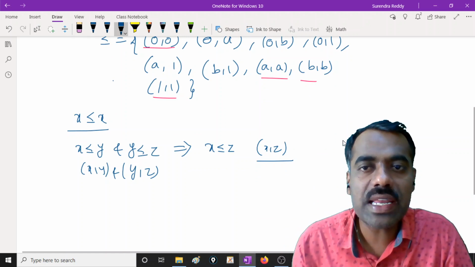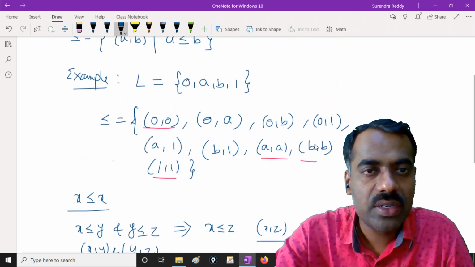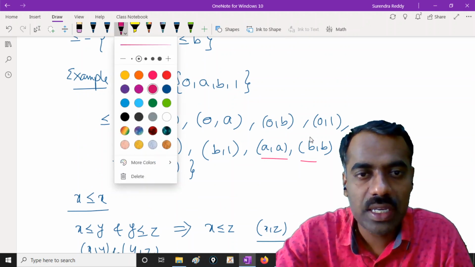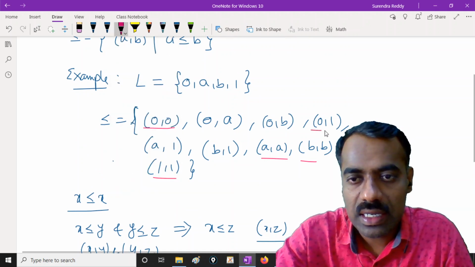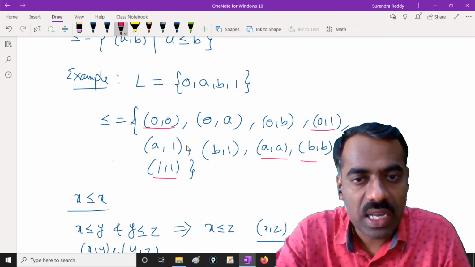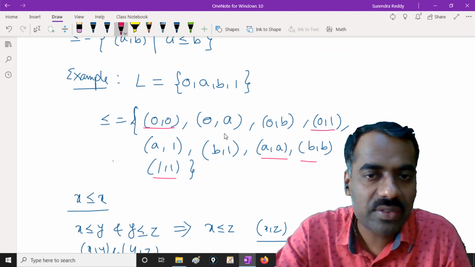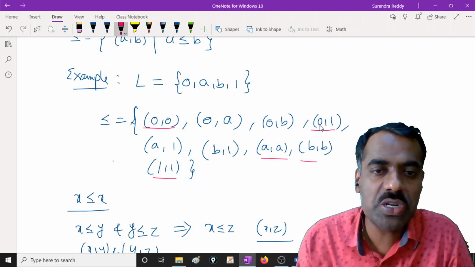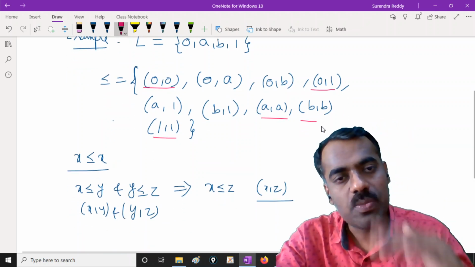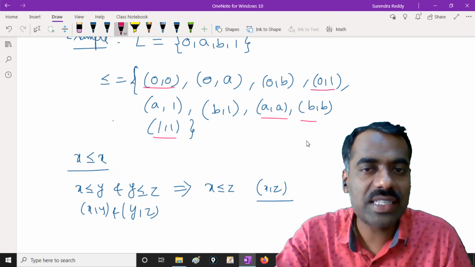So for example, here 0 comma 1 is not necessary to mention. Why is 0 comma 1 not necessary to mention? Because 0 comma a and a comma 1 are there. Very good. Therefore, we don't need to mention 0 comma 1. If we remove such elements and put only the required elements, then you can understand things better.